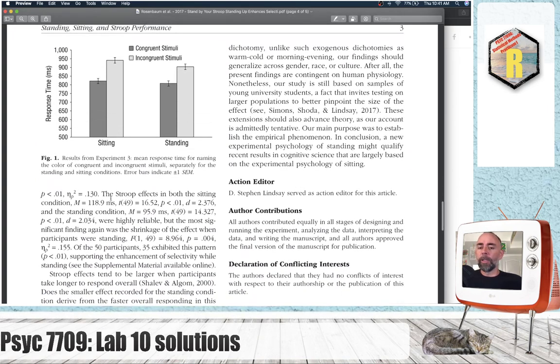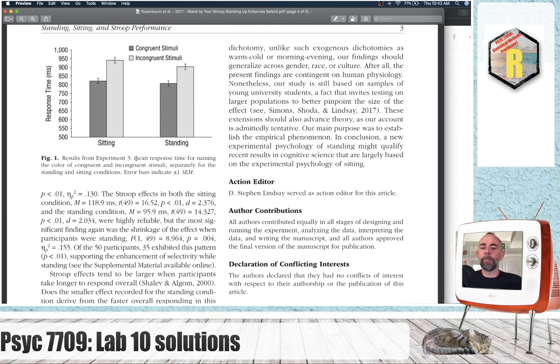They report two t-tests. So they say the Stroop effect in both the sitting condition. So here's a t-test. So the sitting condition refers to this condition, and the Stroop effect is this difference here. So the difference between this mean and that mean was significant according to their alpha criterion. And they also report a t-test for the standing condition, which is the difference between this mean and that mean. So we're going to obtain the data and conduct both of these t-tests.